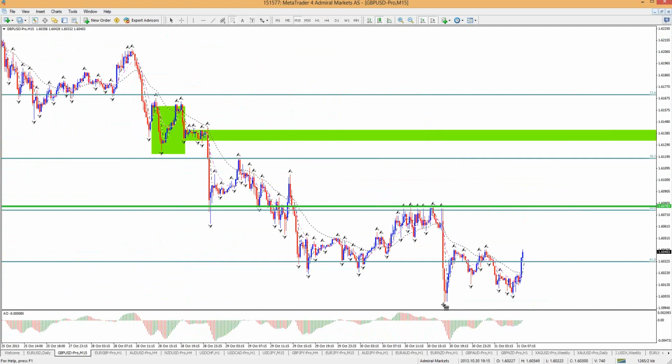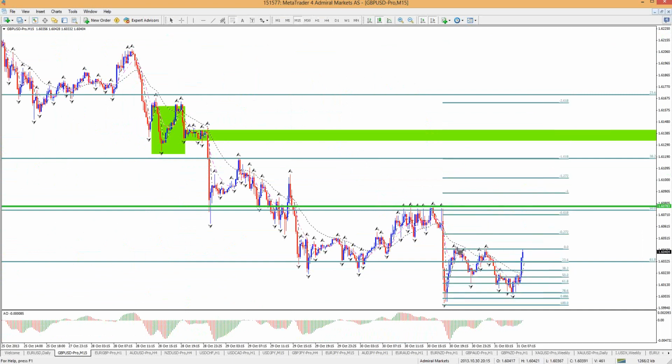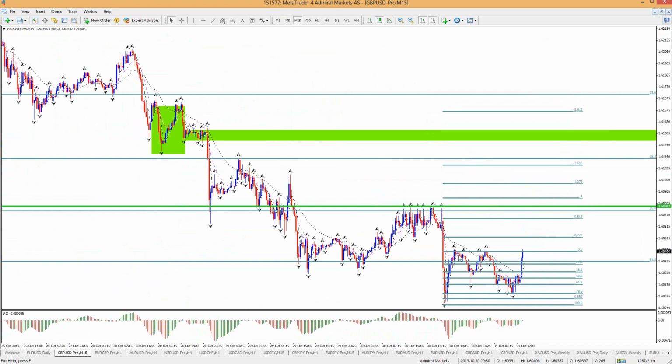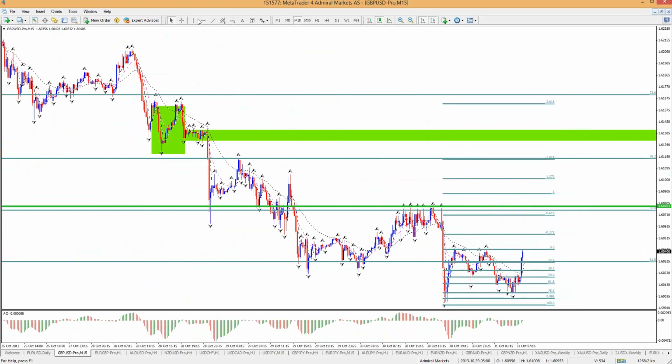Let's put a fib on this first up move. And we can see a minus 618 at 160.70. And that would also be hooked back to this resistance level, right? So that could be a resistance level, and we could see maybe some downside pressure from there.